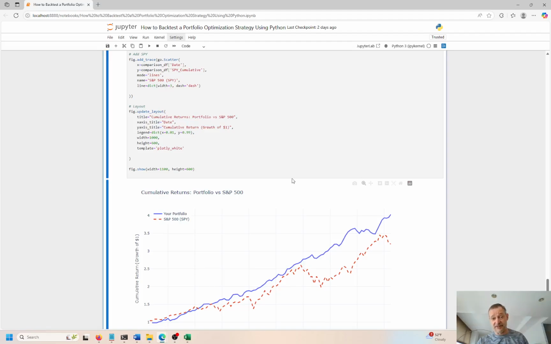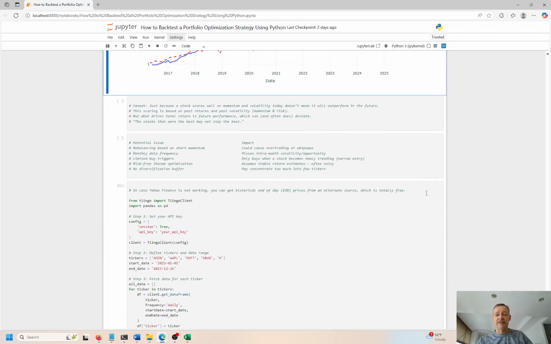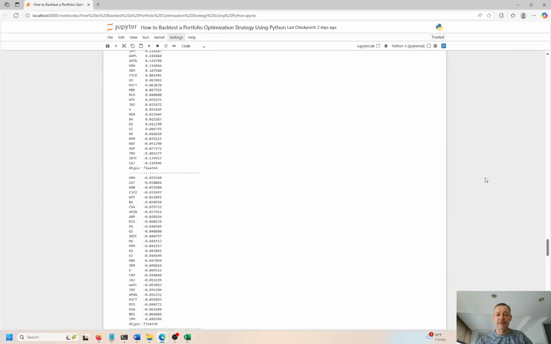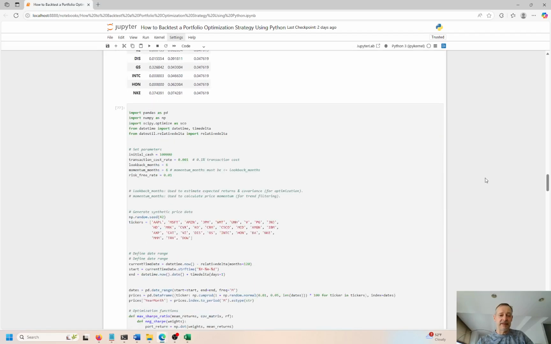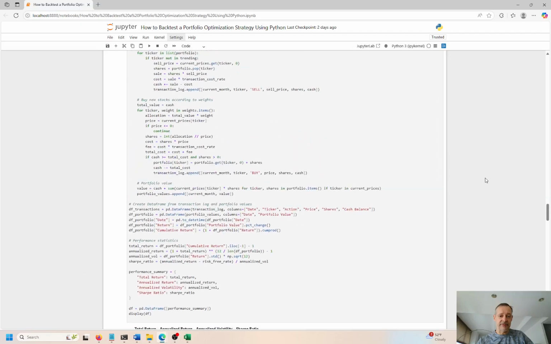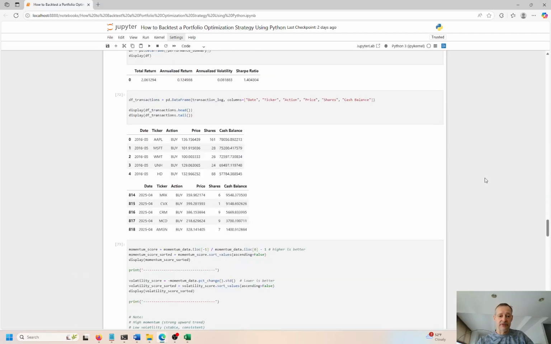Still beating the S&P 500, but you have to be careful of that, right? So that is the main thing to look out for. And all this code, I know it's a little bit complicated. It's a little bit overwhelming. I get it. I understand that. It took me a long time to put this together, so I understand.